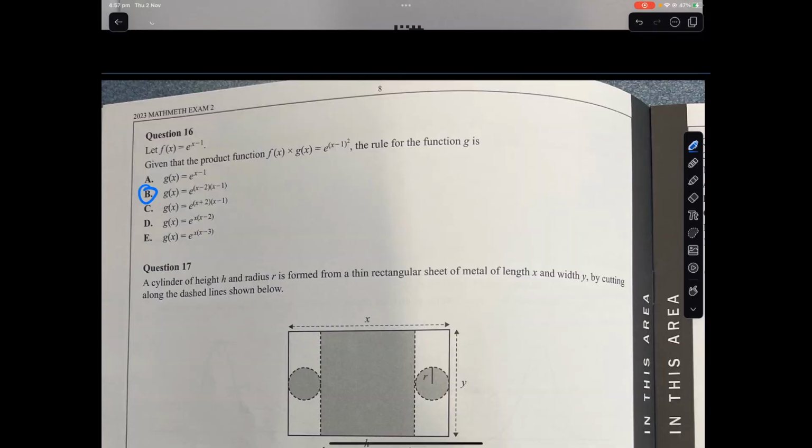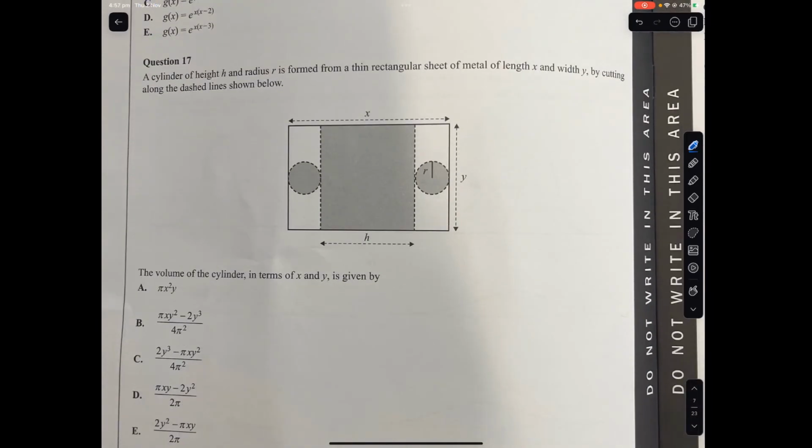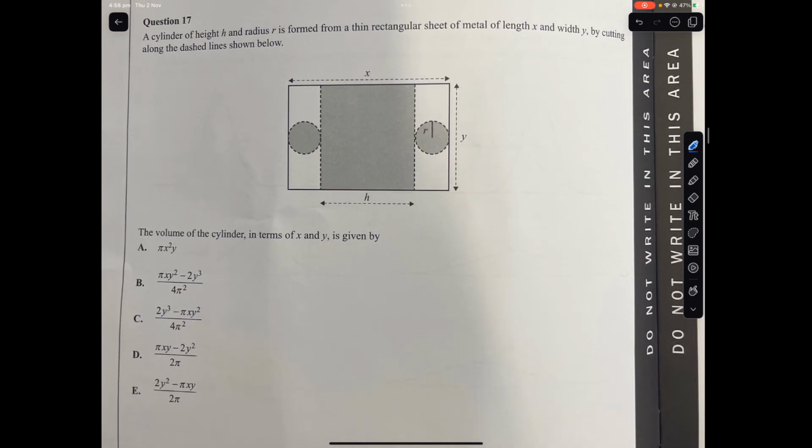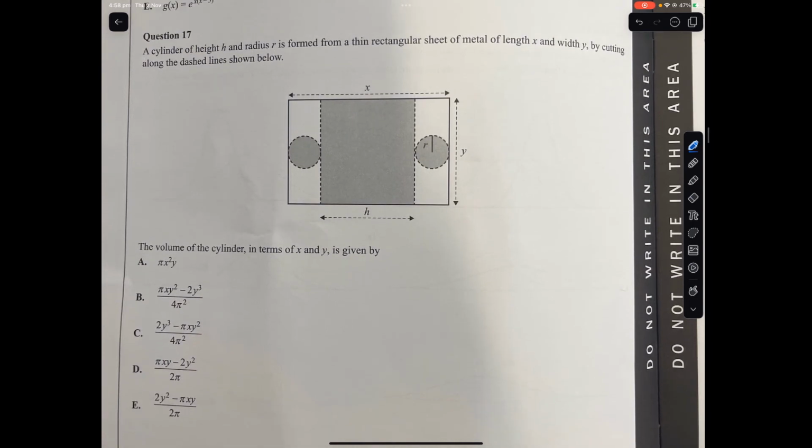16B. Question 17. A cylinder of a height h and a radius is formed from a thin rectangular sheet of metal with the length x and the width b by cutting along the dashed line shown. Okay, so the volume of the cylinder in terms of x and y. When you're drawing a cylinder, it looks like this. So this over here is this over here. This thing. And we know the volume of a cylinder is what? Pi r squared h, if I'm not mistaken, yeah.